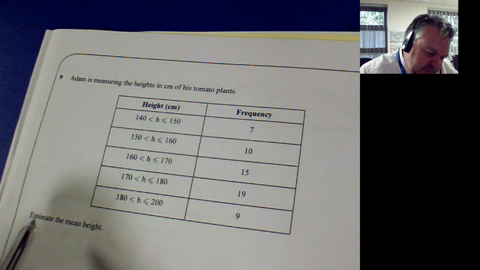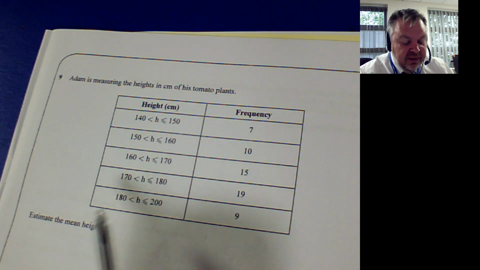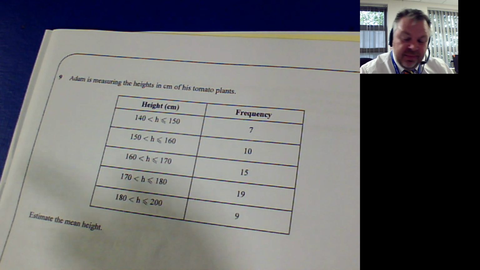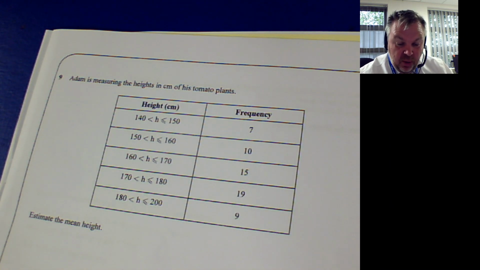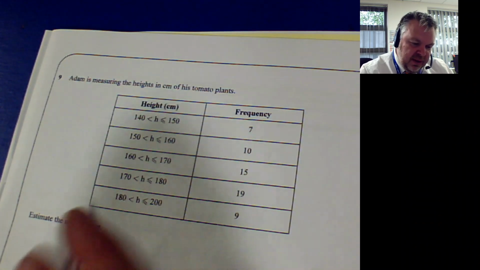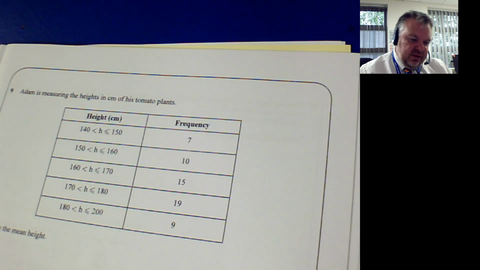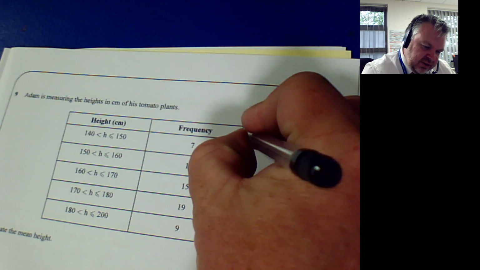So, let's keep going. Estimate the mean height. This is a bog standard mean from a frequency table. These haven't come up on paper 1. If it doesn't come up on paper 2, it's definitely going to come up on paper 3. Let's go. Midpoint times frequency, add them up, and easy peasy. So let's get your midpoints.